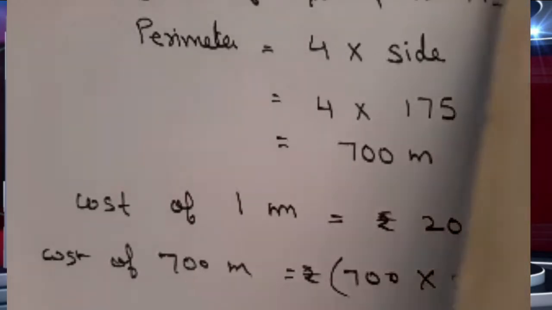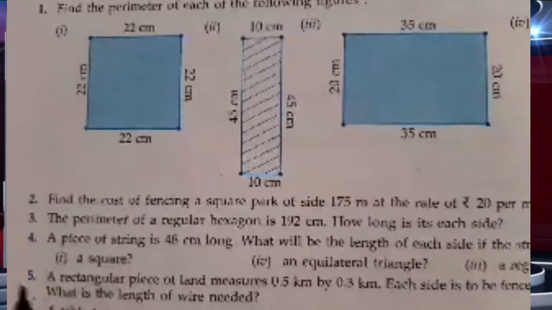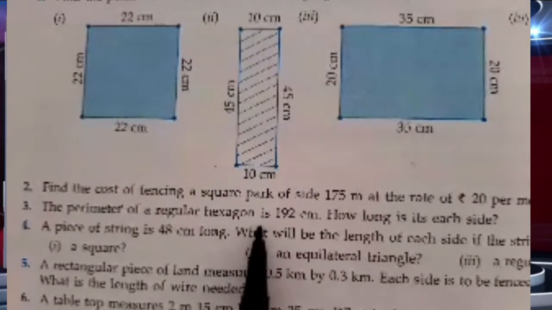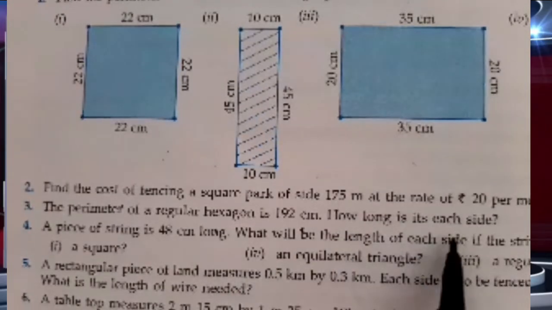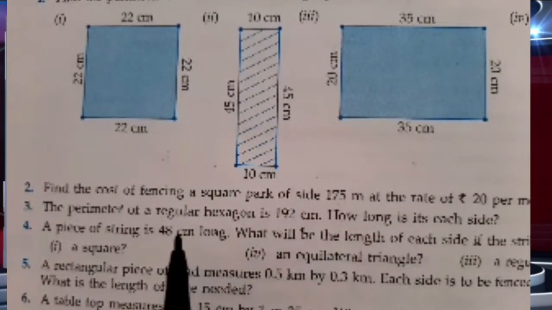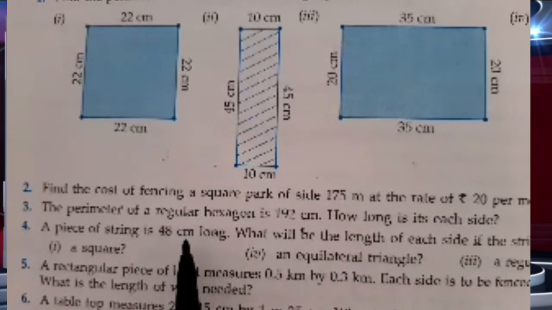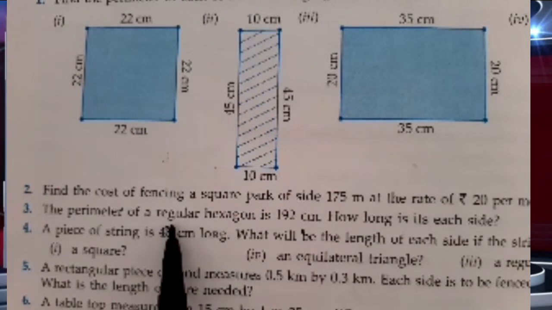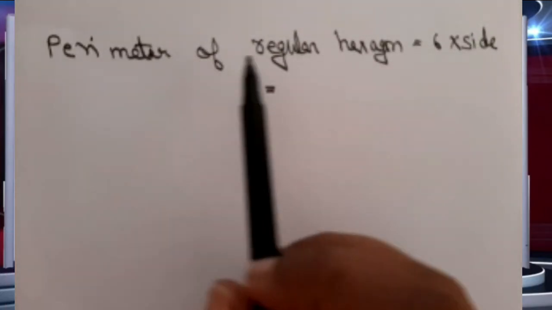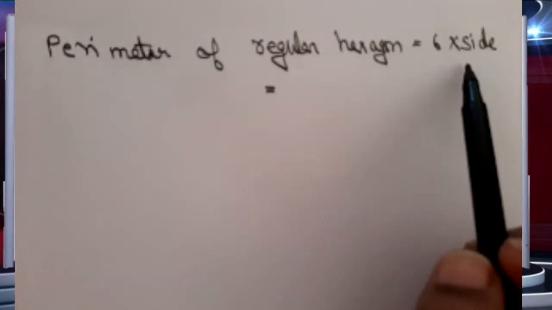Now let us come to question number 3. Question number 3 is the perimeter of regular hexagon is 192 centimeter. How long is its each side? Students, hexagon means a polygon having 6 sides and regular means all the 6 sides are equal. So the formula for perimeter of regular hexagon will be 6 into side.